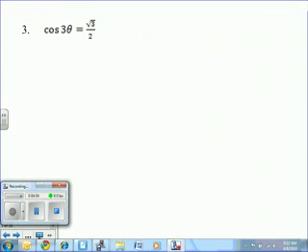This is a multiple angle problem, but you pretty much solve it the same way we've been solving the other two. So we need to know where cosine is positive, because it's a positive square root of 3 over 2. So which quadrants is cosine positive in? 1 and 4. It's positive in 1 and 4. And where does cosine equal square root of 3 over 2? 30 degrees, that's our reference angle. And then the angles we need to use are these.